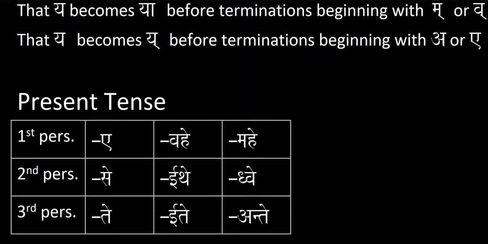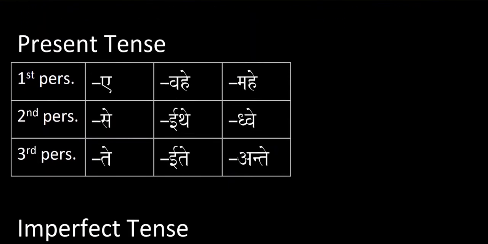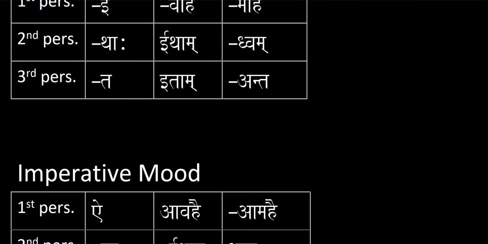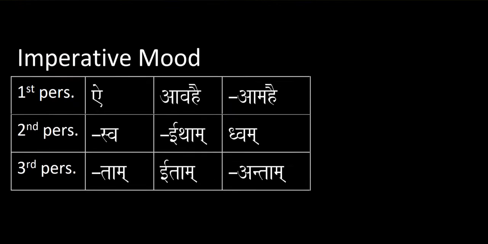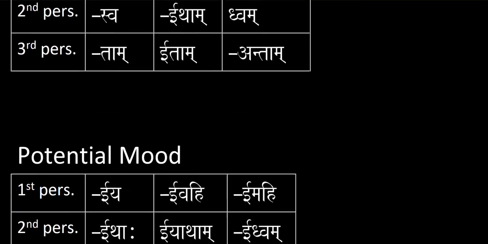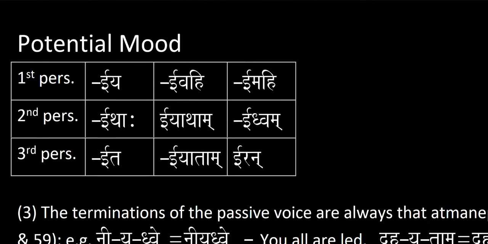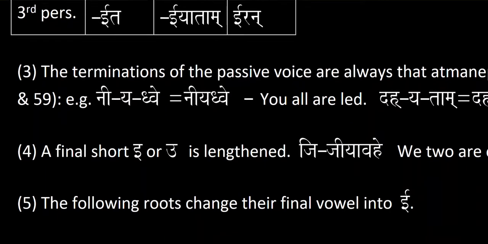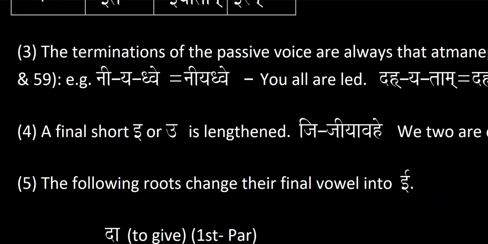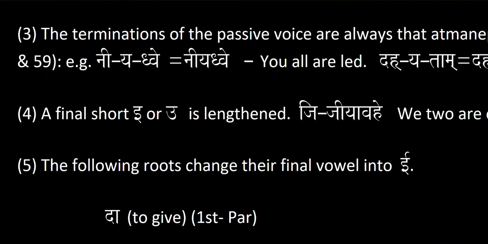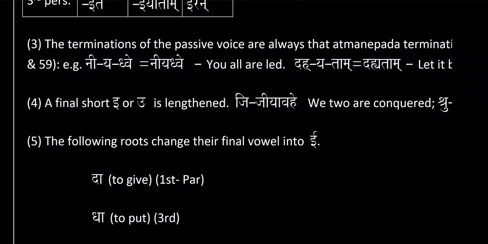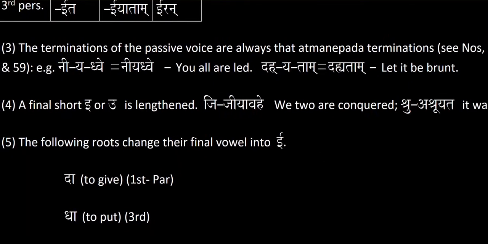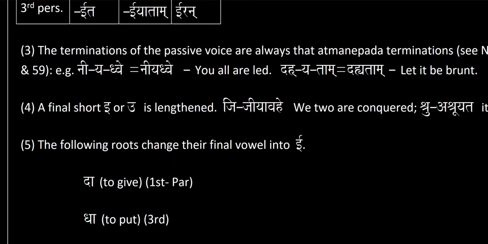I have a couple of conjugation tables, the present tense, the imperfect tense, the potential, and the imperative moods here. And as I'm scrolling down, I hope you're noticing that all I'm providing here are the termination endings for atmanepadi, or in other words, the middle voice. The reason why only these terminations are available in this video is because the terminations of the passive voice are always that of atmanepadi, or middle voice terminations.